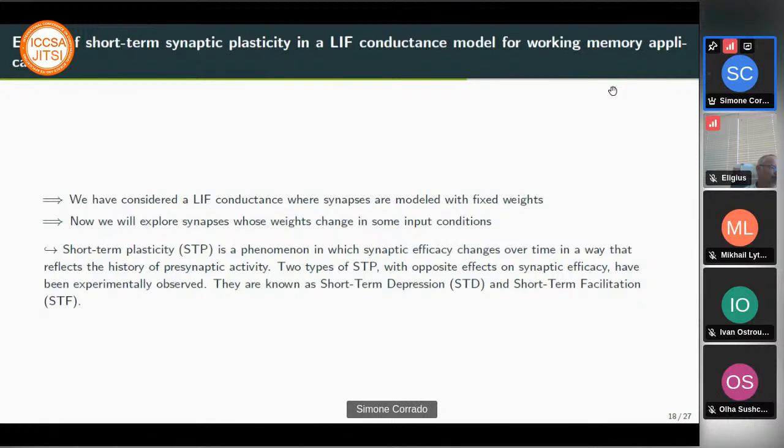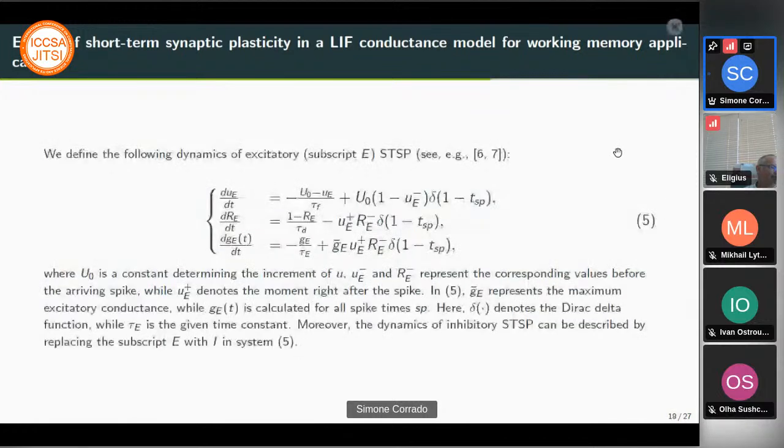And here, just again, a reminder of what I already said: short-term plasticity is a phenomenon in which synaptic efficiency changes over time in a way that reflects the history of presynaptic activity. And there are two types, short-term depression and short-term facilitation. You will see at least one of them in the result.